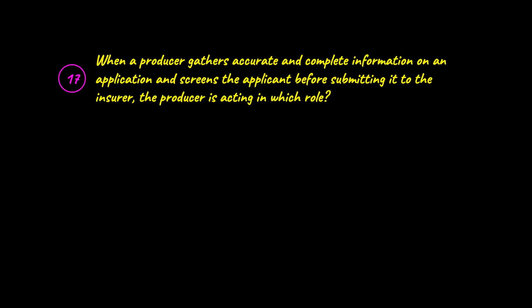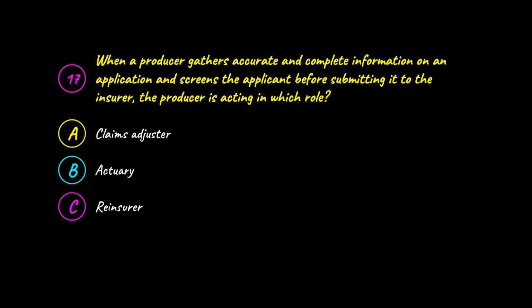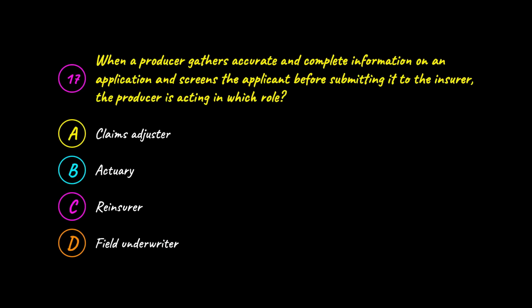Question 17. When a producer gathers accurate and complete information on an application and screens the applicant before submitting it to the insurer, the producer is acting in which role? Your options are A. Claims adjuster, B. Actuary, C. Reinsurer, D. Field underwriter. Which one is it? Pause the video if you need more time.